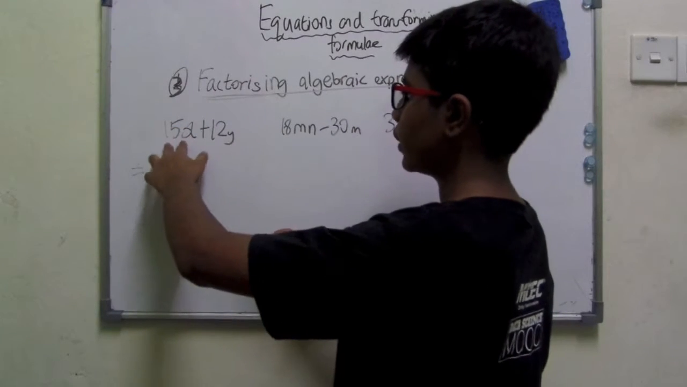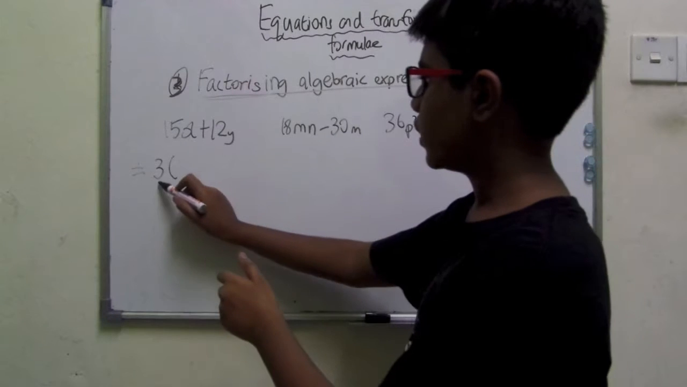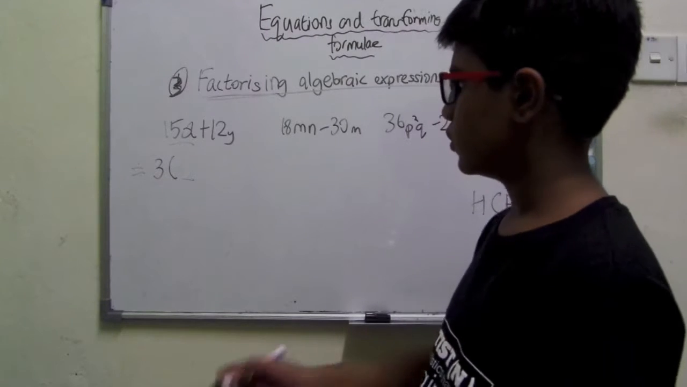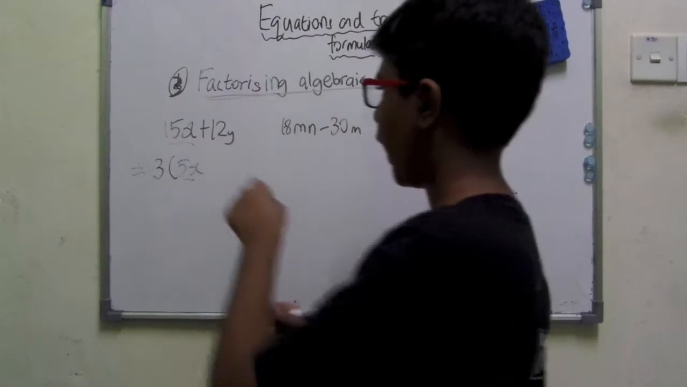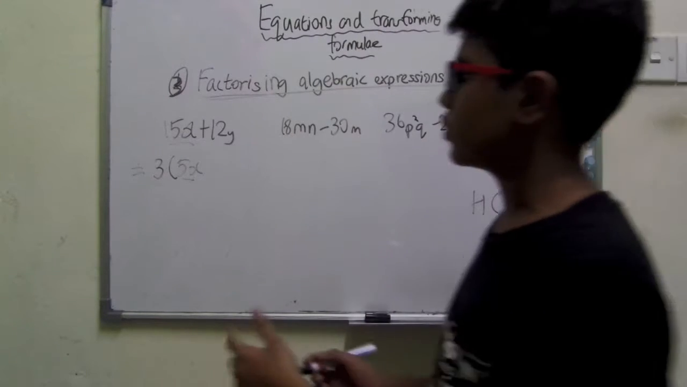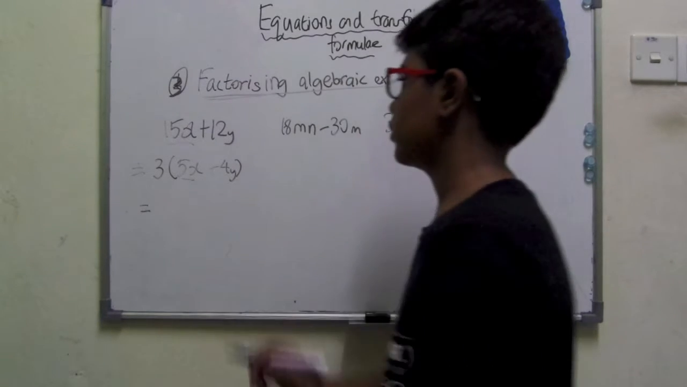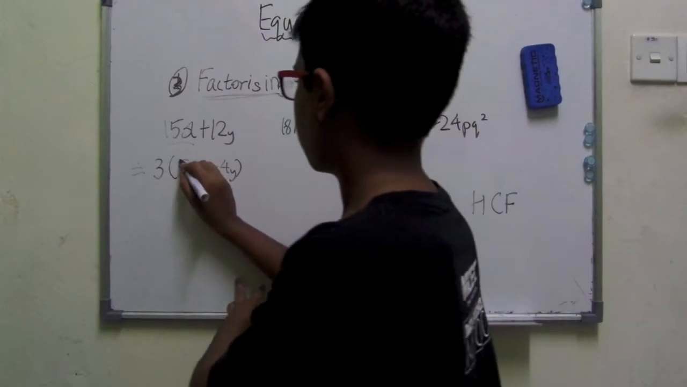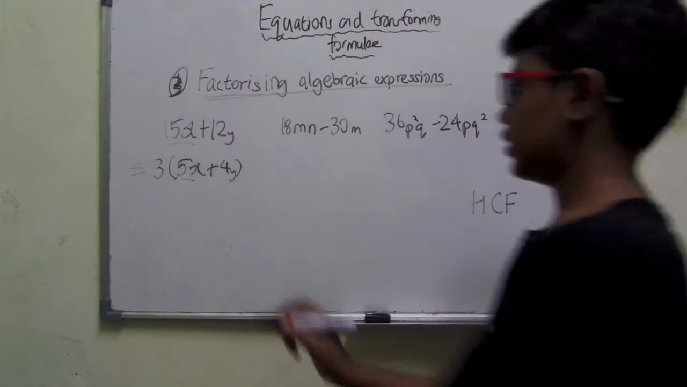So 3 stays outside. We need to divide 15x by 3 to find out what comes inside. So 3 times what gives us 15x? 3 times 5x gives us 15x. So obviously 5 times 3 is 15 and the x stays there. And then we need to see 3 times what gives us 12y. So 3 times 4y equals 12y. So plus 4y. That's the answer anyway: 3 open bracket 5x plus 4y.